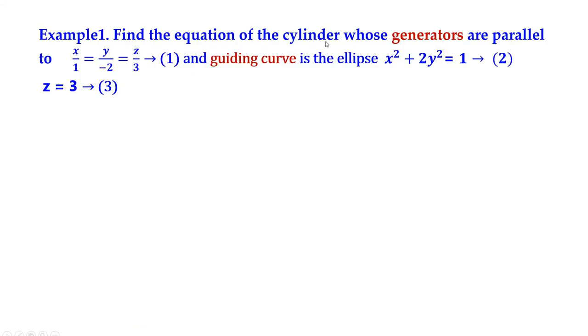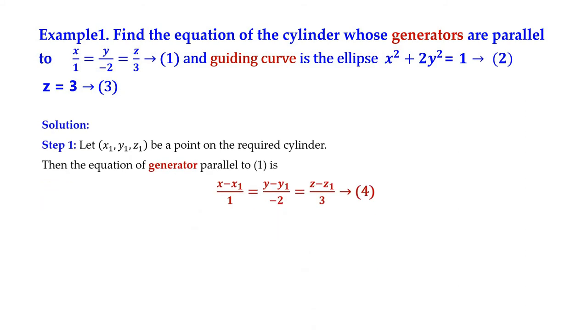Suppose we are asked to find the equation of the cylinder whose generators are parallel to a line that's given, and the guiding curve is given by this. We shall name the equations as 1, 2 and 3. As per the procedure which was given in the earlier result, we will proceed now.